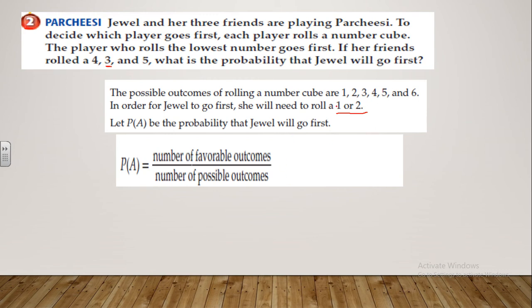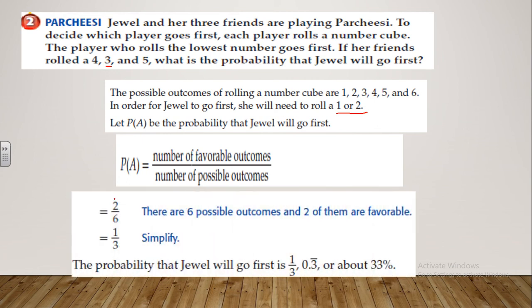So here we have 1 or 2. What's the number here? We have 2. So we will write 2 up. And down, what's the total? It's 6. So down we will write 6. That will be 2 over 6. Can we make it simpler? Yes, we can, by dividing by 2 up and down. So 2 divided by 2 equals 1 and 6 divided by 2 equals 3. So the probability that Joel goes first is one third, or about 0.33, or about 33%.